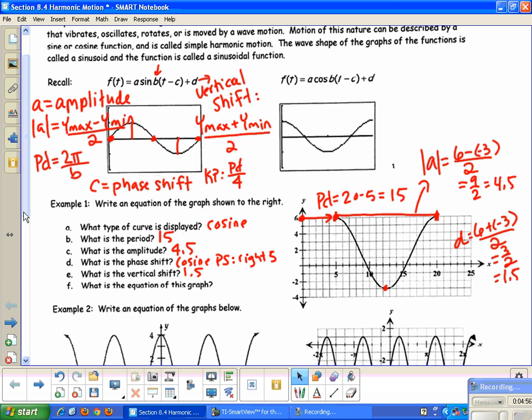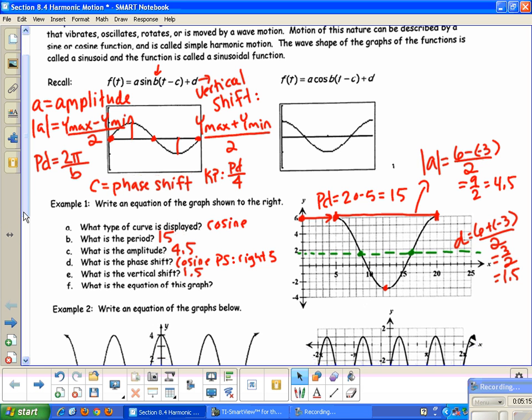And as we did before, I always like to draw that line in. So I know that right here would be my vertical shift. And the reason I like to draw my new x-axis is because it tells me, if I had to make a sine equation, where I would need the point to be.